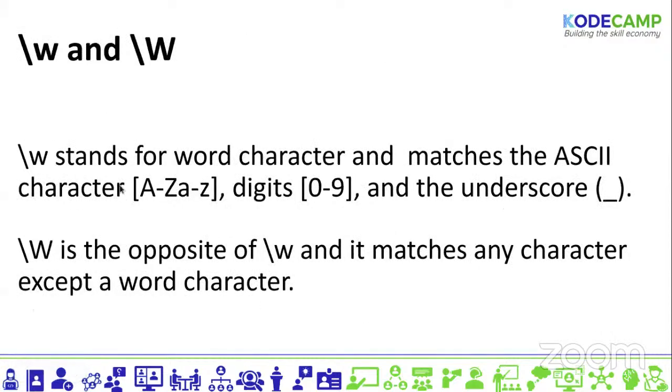Let's look at each of those character classes. The \w character class stands for word character, and it matches ASCII characters. Those may be capital A to Z, small a to z, digits from 0 to 9, or underscores. Then \W is the opposite of \w, and it matches any character that is not a word character.